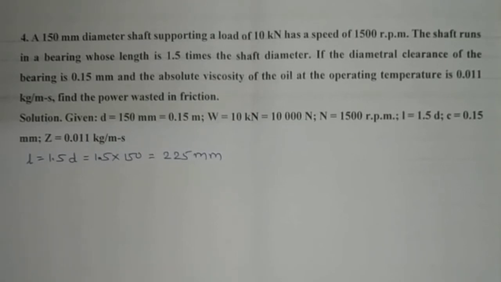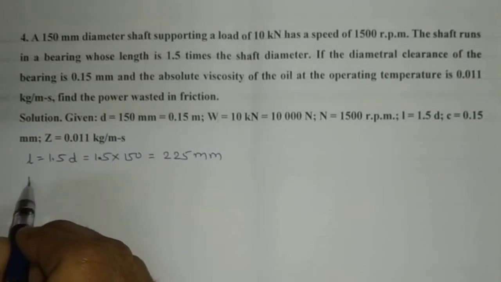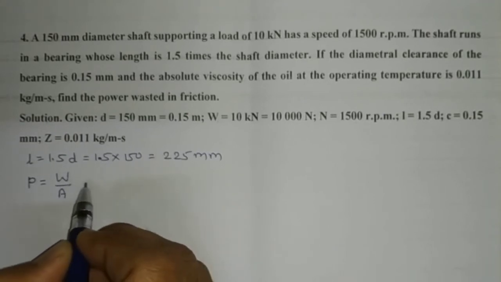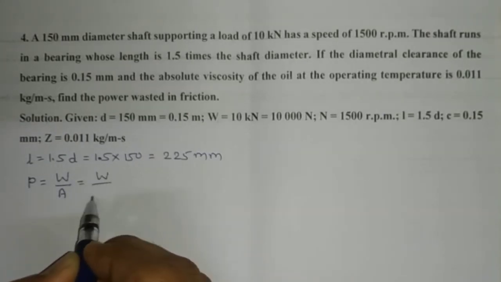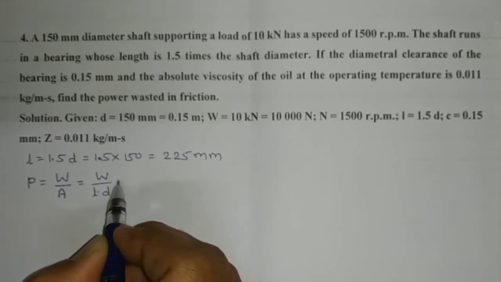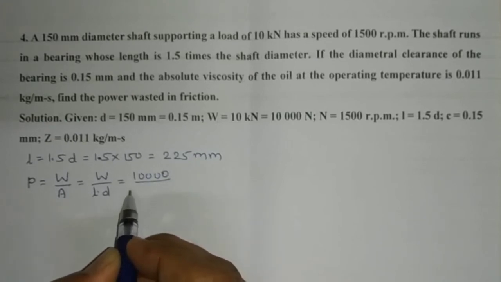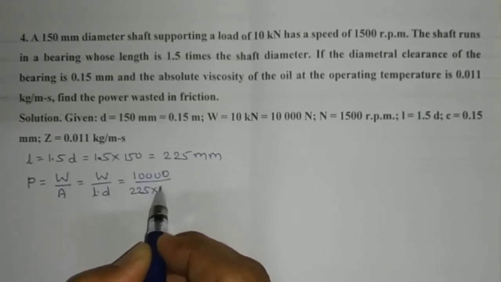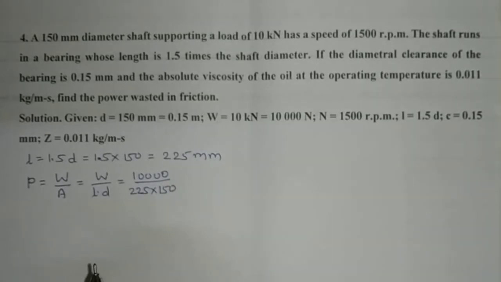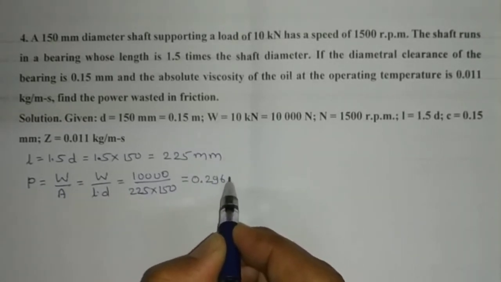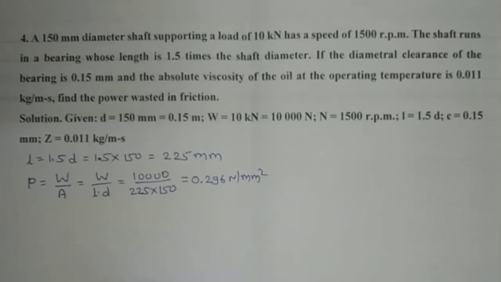Now bearing pressure. We know that the bearing pressure P is equal to load upon area. Okay, so bearing pressure P is equal to load W upon area A. So therefore W upon L into D. W load is equal to 10,000, L is equal to 225, D is equal to 150. So therefore bearing pressure is equal to 0.296 Newton per mm square.